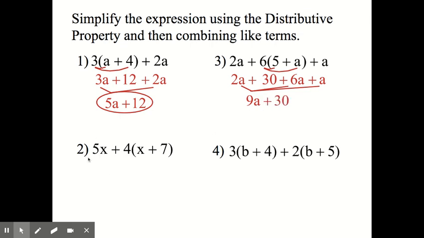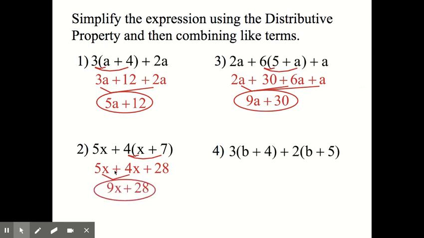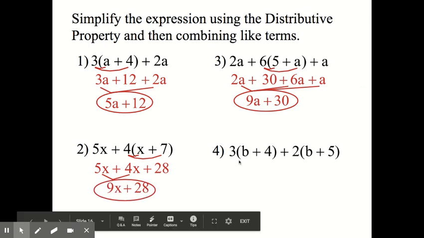Down here, we have 5x plus 4 parentheses x plus 7. We would distribute. We would leave the 5x because it's being affected by nothing. And that would give us 4x plus 28 after distributing. Combine the 4x and the 5x to give ourselves 9x, and then drop in the 28.